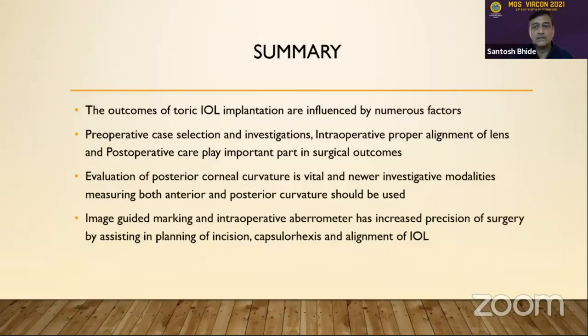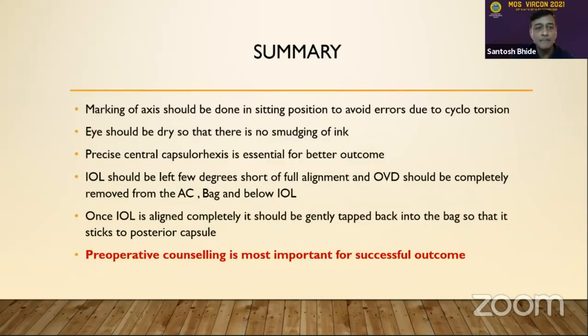So to summarize, for proper outcome in toric implants, there are various factors which influence the outcome. Preoperative case selection, investigation, and intraoperative proper alignment with proper postoperative care play a very important role in good surgical outcome. Evaluation of posterior corneal curvature is a must. Image-guided marking and intraoperative aberrometer have increased precision, and have assisted in planning the incision, capsular axis, as well as alignment of the IOL.